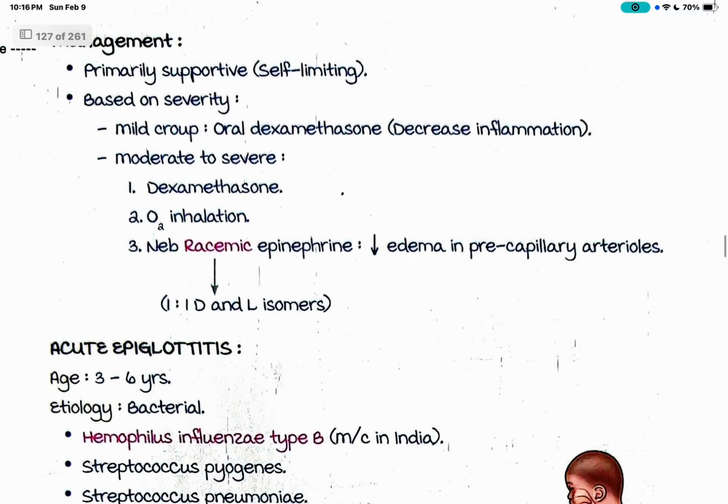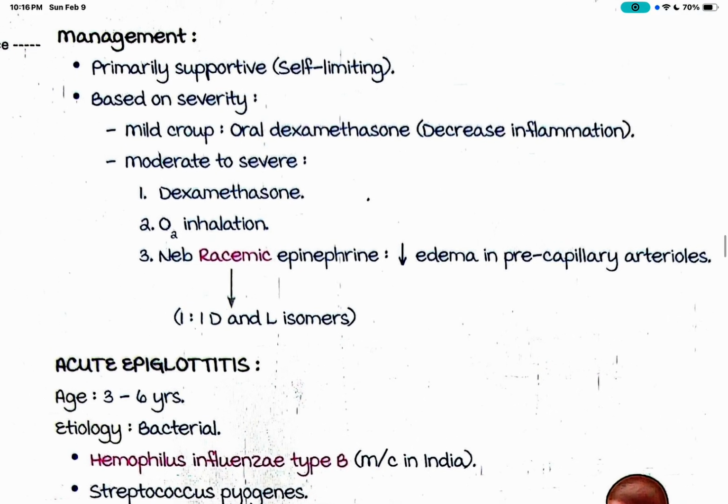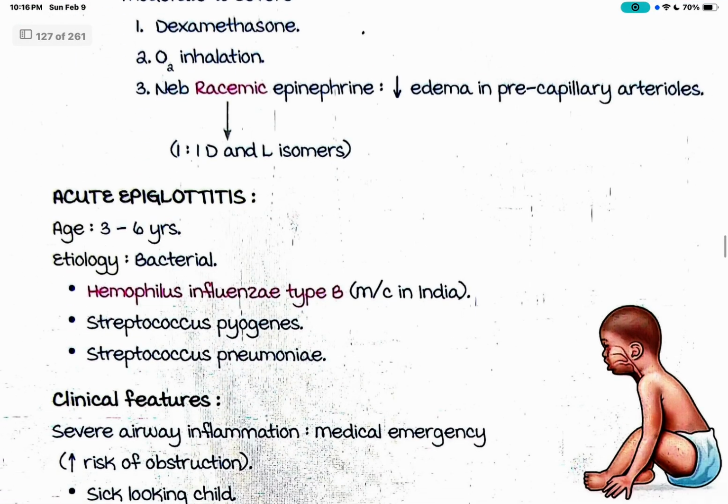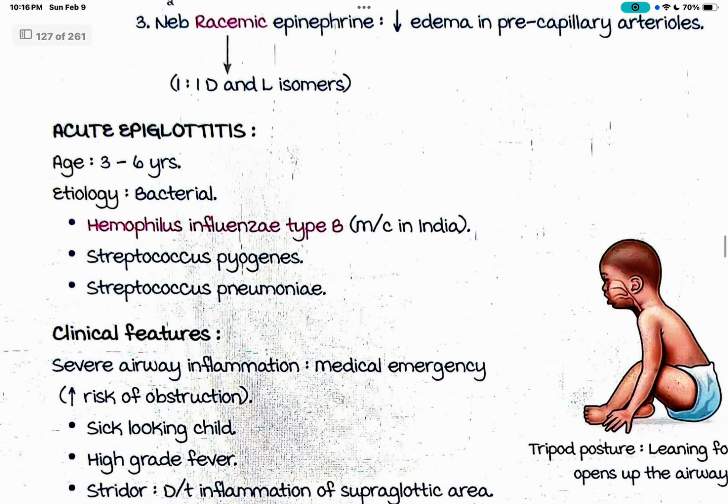Management. It is a self-limiting disease, and based on severity you can treat it. Mild group, you have to give oral dexamethasone, decreases inflammation. Moderate to severe, you give dexamethasone, O2 inhalation, and nebulize with racemic epinephrine, which decreases edema in precapillary arterioles. Racemic epinephrine is a 1:1 mix of D and L isomers.